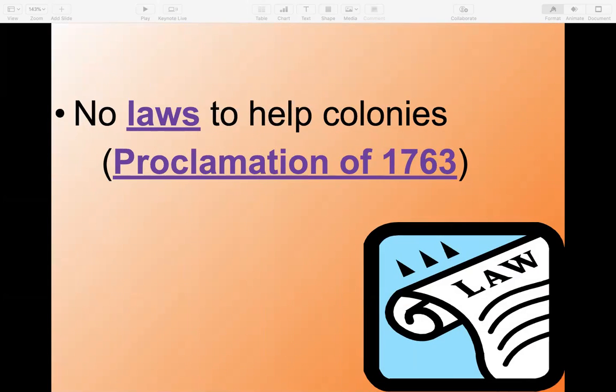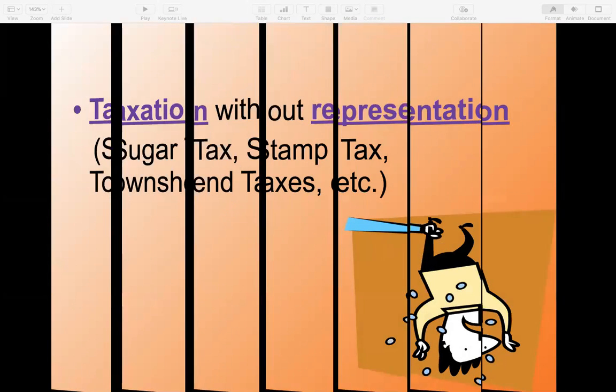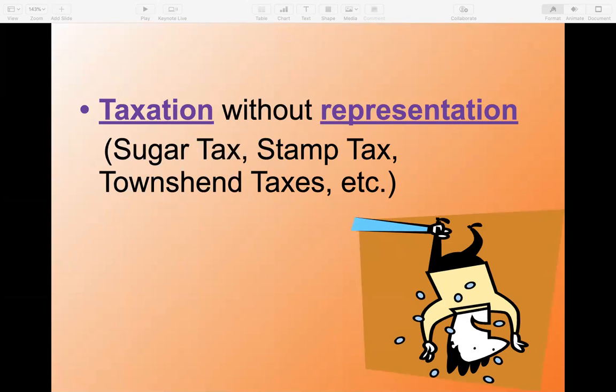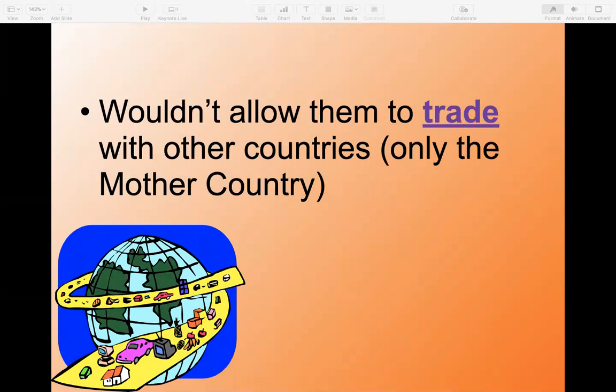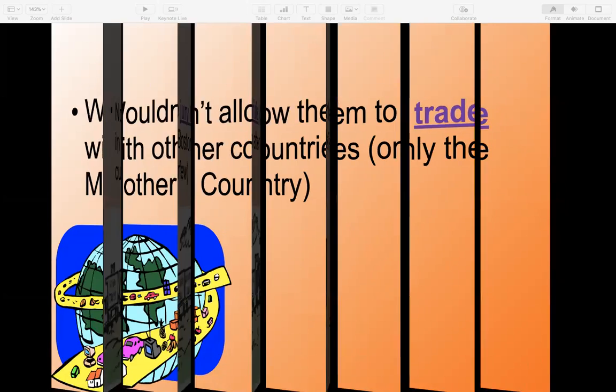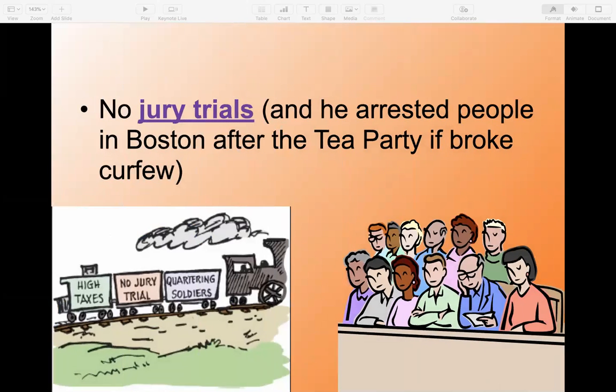No laws to help the colonies. Proclamation 1763. Taxation without representation. All of those tax acts we looked at earlier: sugar tax, stamp tax, township taxes, etc. He wouldn't allow them to trade with other countries, only the mother country. No jury trials.